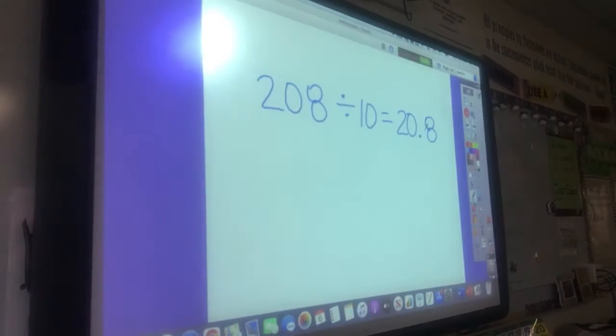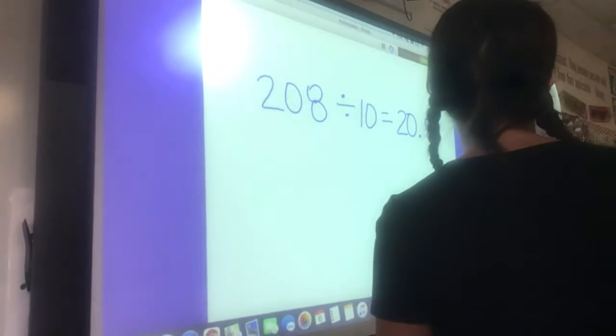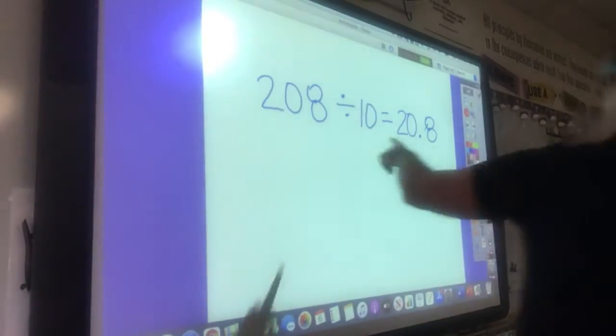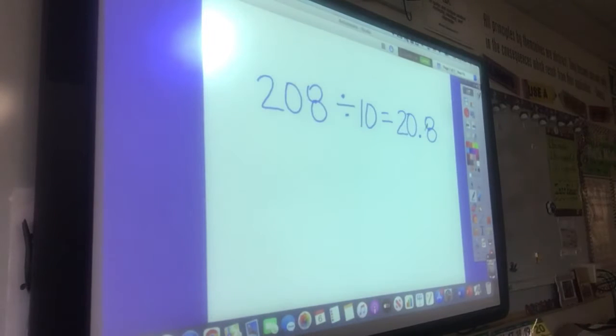Where did it go, and how many times did it do it, Hunter? It went in front of the 8, and it jumped once. To which direction? To the left. It jumped once to the left, because it's the opposite of the multiplication shortcuts. So since 10 only has one 0 in it, the decimal jumped back one place.